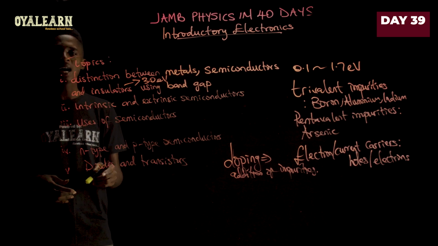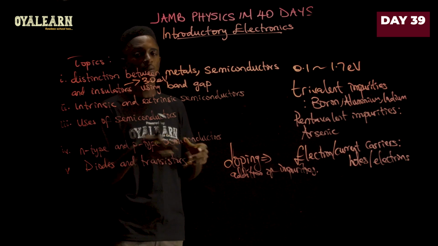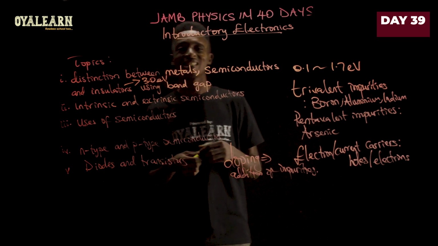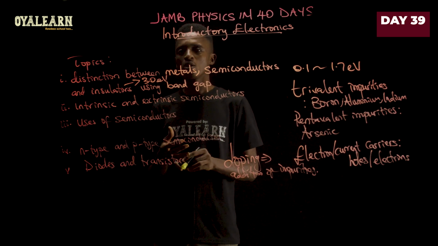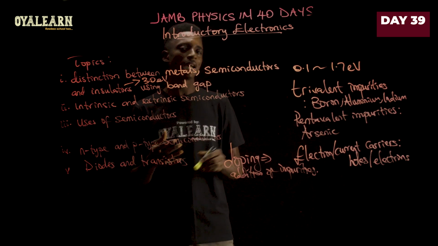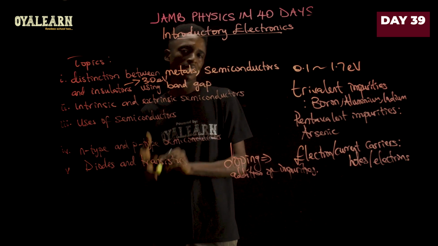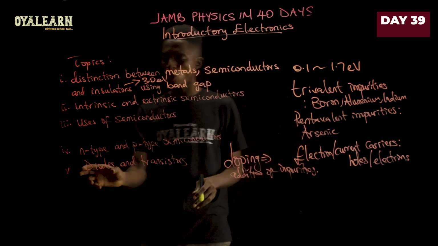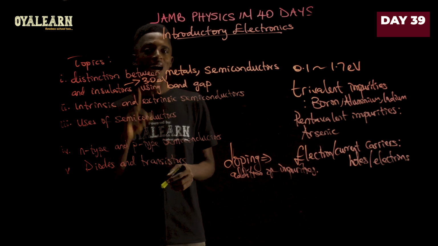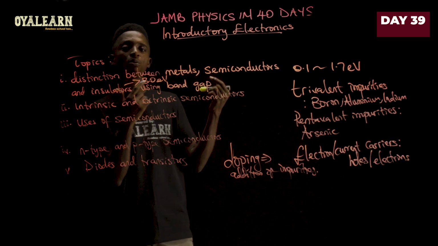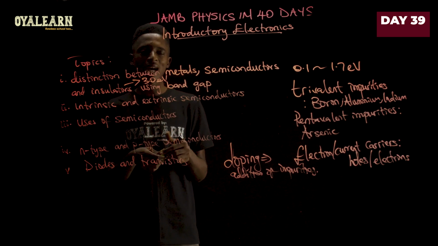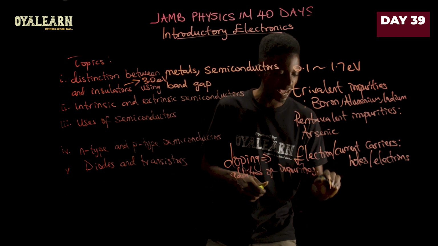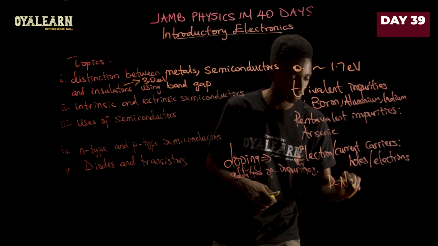Now, for example, the diodes, the common diode we have is known as the PN junction diode. Now, there are other types of diodes such as the light emitting diode and the Zener diode, but I will focus a lot on the PN junction diode. And what this means is that you have taken a suitable amount of p-type and n-type semiconductor and then fused them together to produce what is known as the PN junction diode.